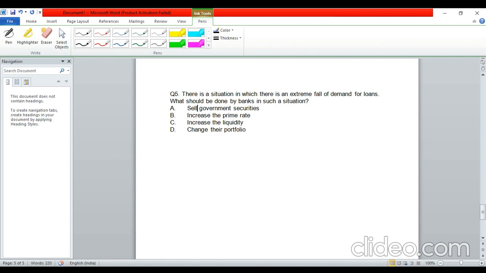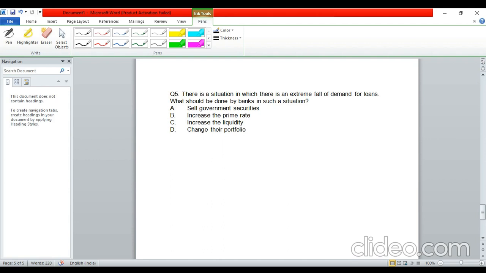Now, already, there is an extreme fall in demand for loans. That is, people are not demanding money, so looking at the situation, the objective should be to inject money in the system, to somehow increase the demand for loans. So option A will not in any way increase the demand for loans or increase the money supply in the economy. In fact, it will decrease the money supply. Second option, increase the prime rate. Now again, very suicidal thing. Already there is a fall of demand for loans, so if you increase the interest rate, that will further kill the demand for loans.